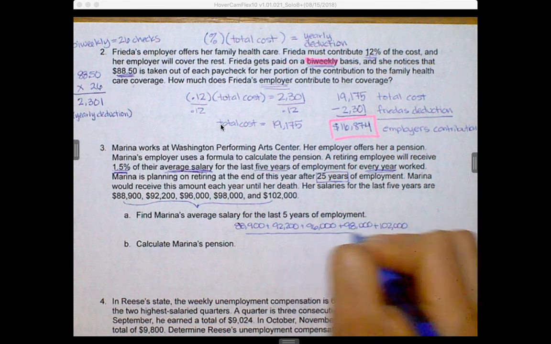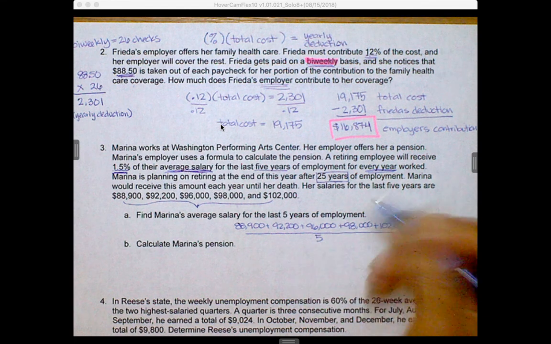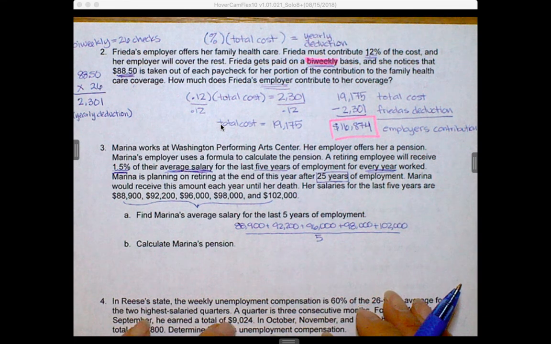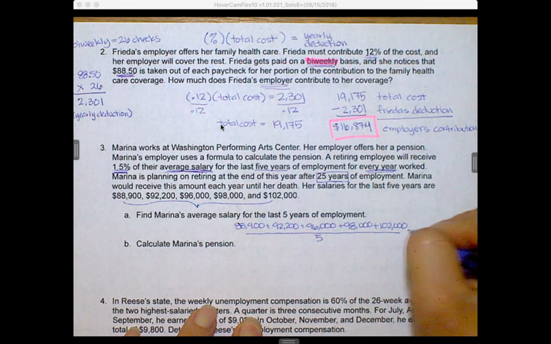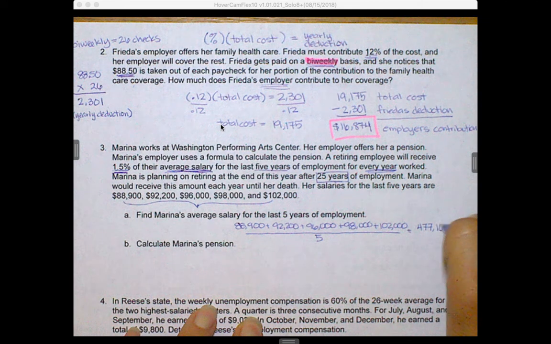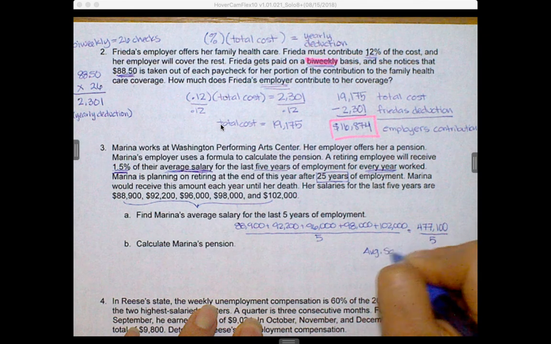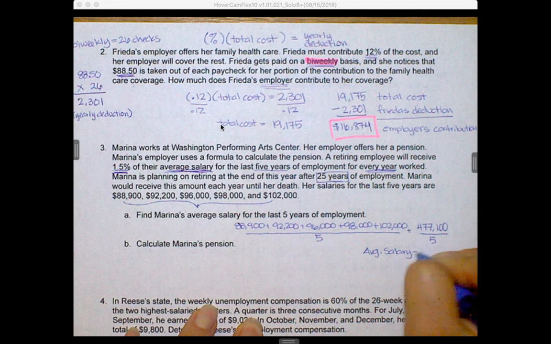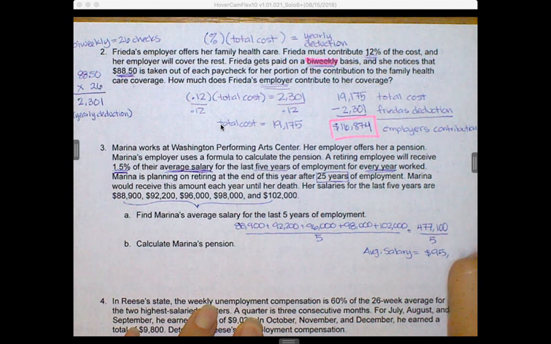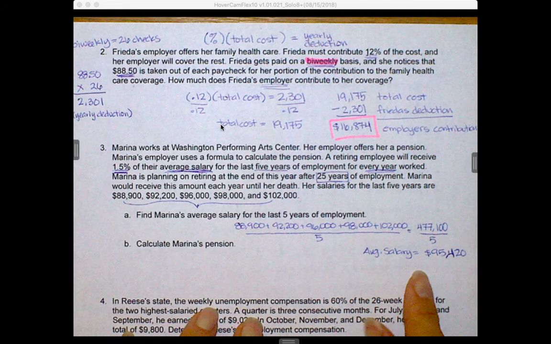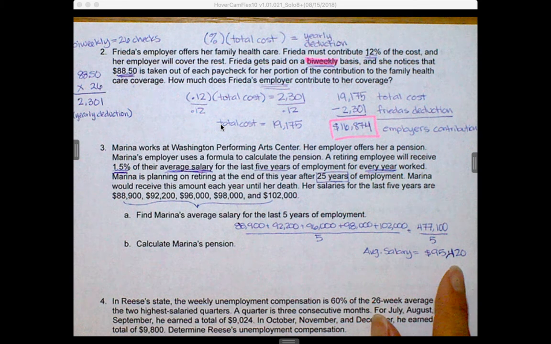And after we add them, we want to divide by 5, okay? Because there's 5 of them that we're adding together. So once we add these, we get 477,100. We're going to divide that by 5. Okay, that is giving us an average salary, once I divide, of $95,420.